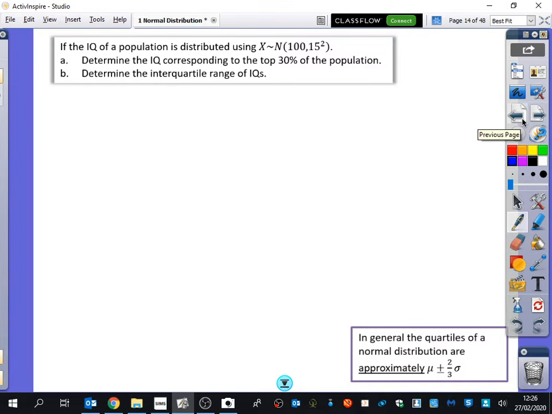Here we go. The IQ of a population is distributed in the same way as before. It's the IQ test here. Mean of 100, standard deviation of 15. Determine the IQ corresponding to the top 30% of the population.